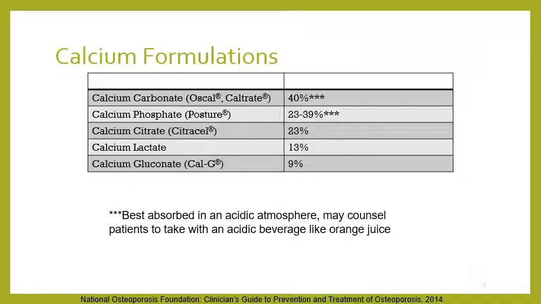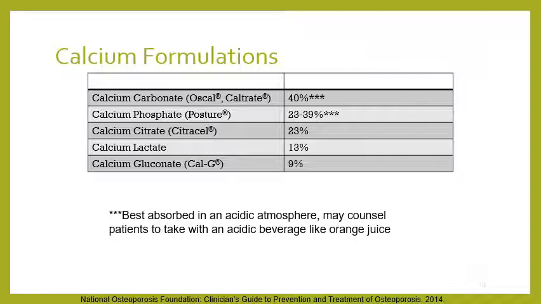There are many different calcium formulations that patients can take in order to supplement their calcium levels. Each of the different calcium formulations has a different percentage of elemental calcium per milligram strength. You'll see that calcium carbonate, the brand names being Oscal or Caltrate, has the highest amount of elemental calcium on a per milligram basis. The lowest elemental calcium amount per milligram is calcium gluconate.